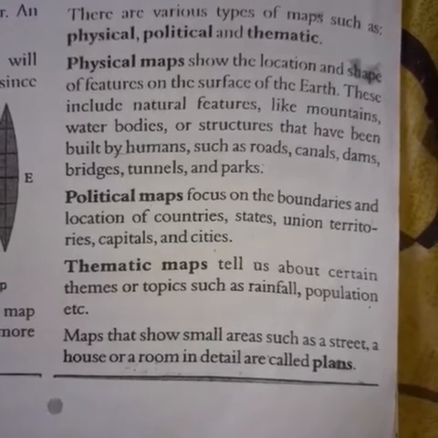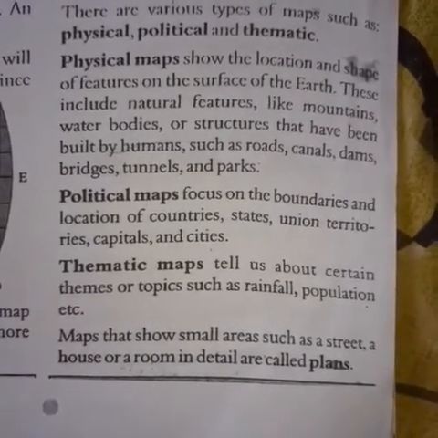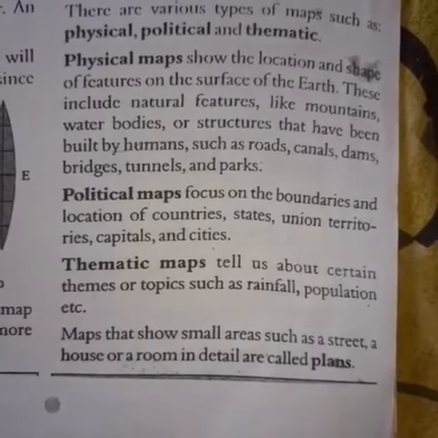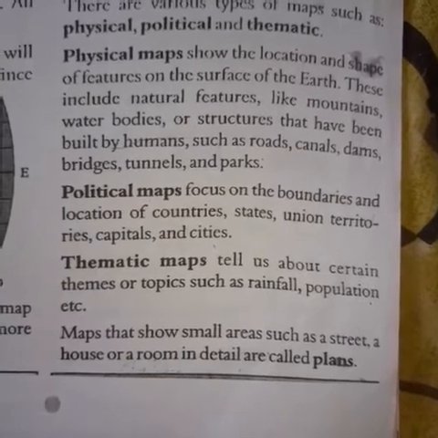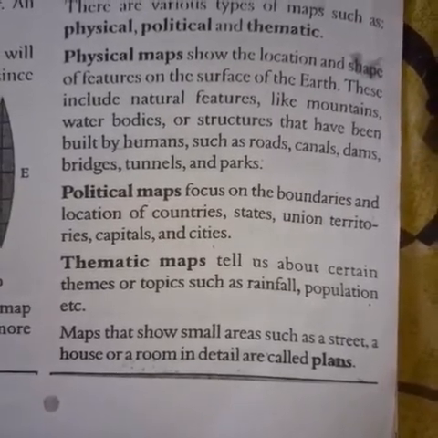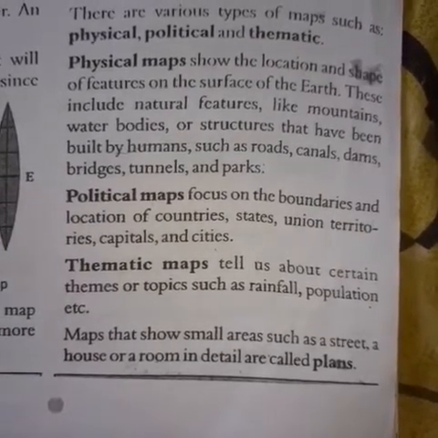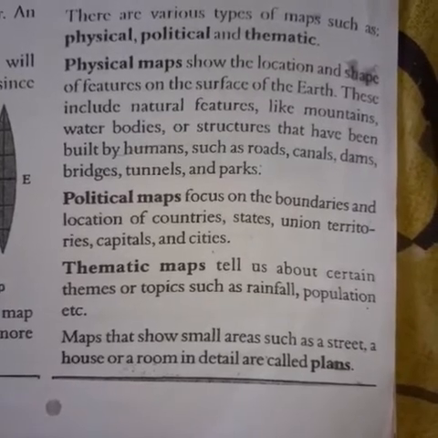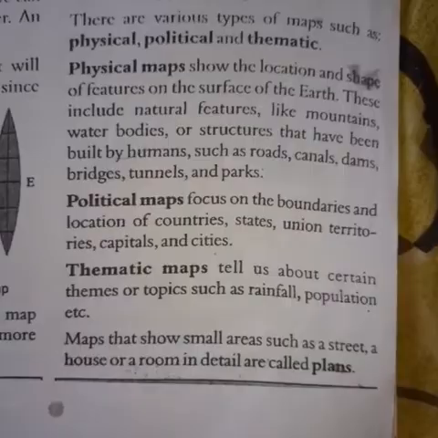First of all, what are physical maps? Physical maps show the location and shape of features on the surface of the earth. These include natural features like mountains, water bodies, or structures that have been built by humans, such as roads, canals, dams, bridges, tunnels, and parks.